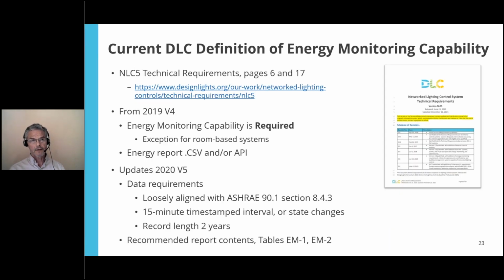In 2020, after searching for standards to apply to energy reports, we aligned the requirements loosely with ASHRAE Energy Code 90.1, Section 8.4.3, that requires 15-minute time-stamped interval data from independent building systems. They required a data record of 3 years, but DLC shortened it to 2 years, and also recognized state change data as an alternative to interval data.